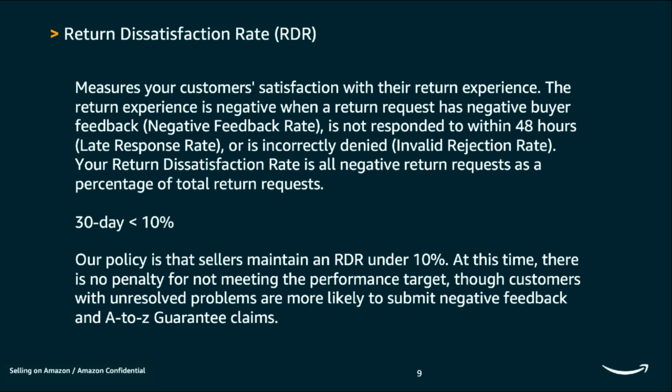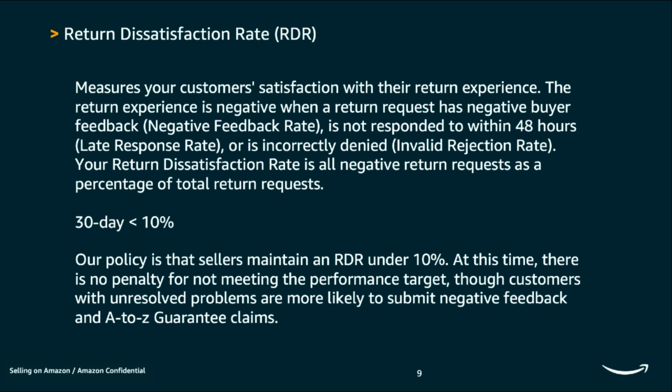Next is late response rate. You must authorize the return request from buyers within 48 hours. If the 48 hours is exhausted and you did not authorize the return, we will consider the response late. How do you authorize your return request? You authorize your return request only for self-ship orders. If it's Amazon Easy Ship, it's automatically authorized. In Amazon Easy Ship, it automatically creates a return shipping number.